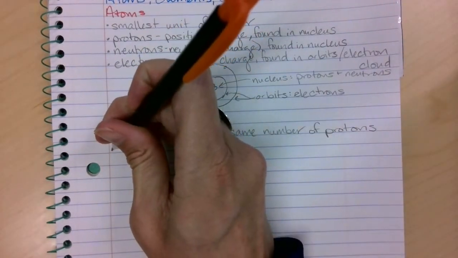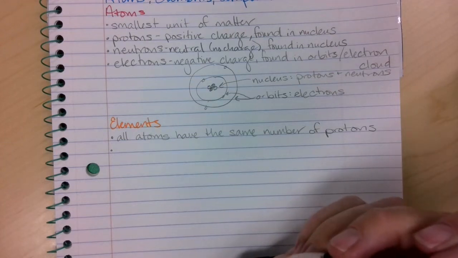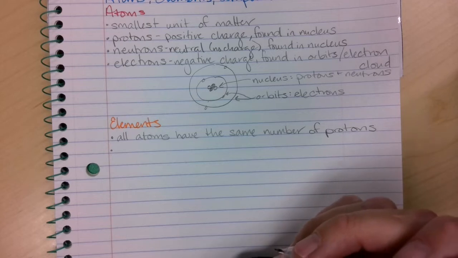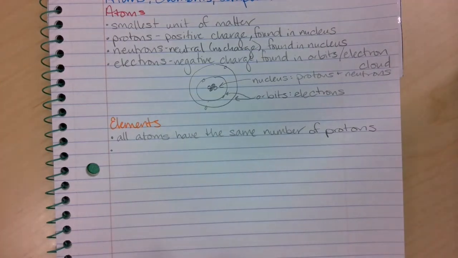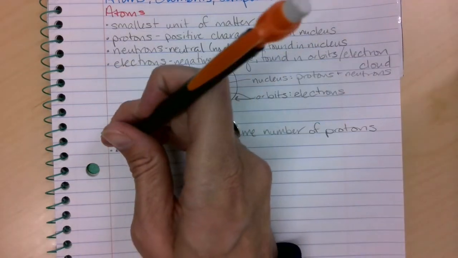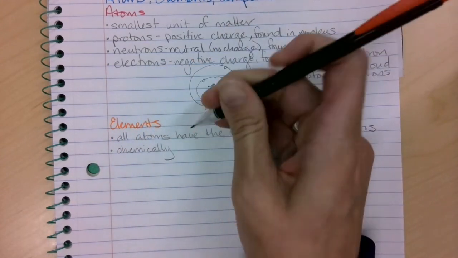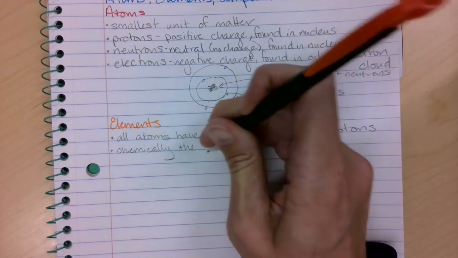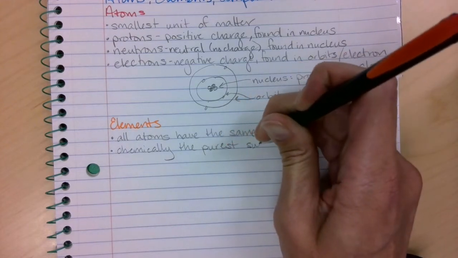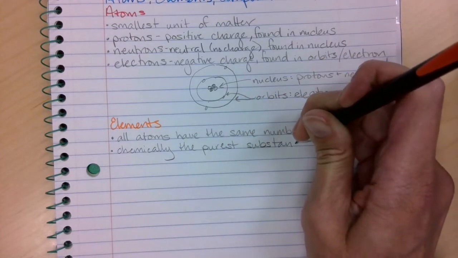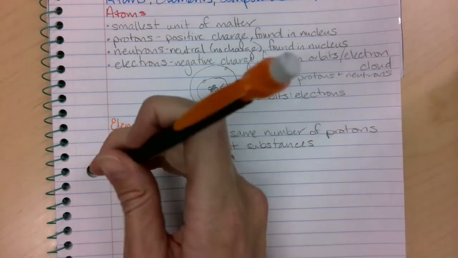So chemically, elements are the purest substance, right? If you have all these gold atoms, you can't go smaller than a gold atom and you'll have something different than gold. The atom is as small as you can go, where it still looks like that element that you started with. So chemically, the purest substances. And they're all found on the periodic table.